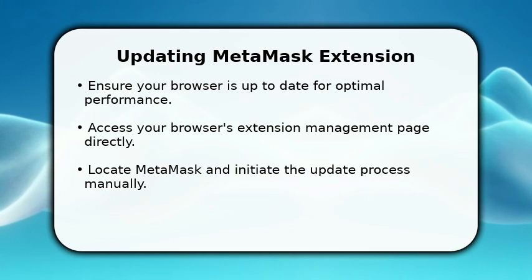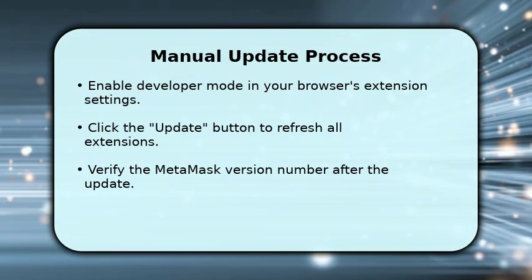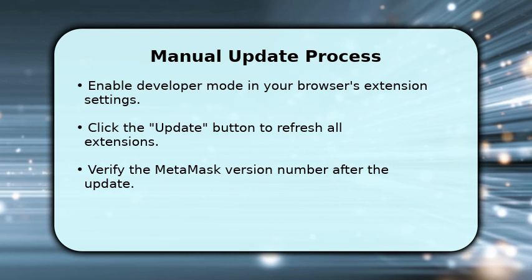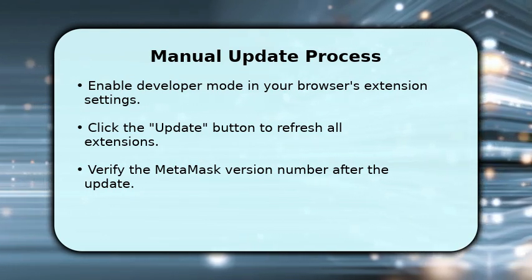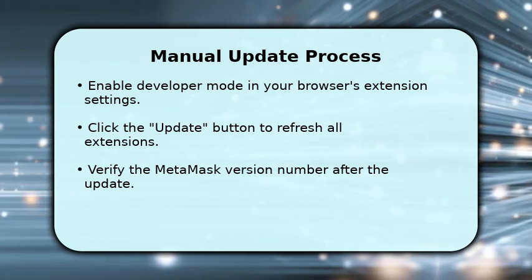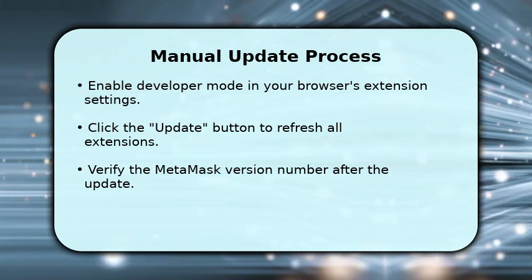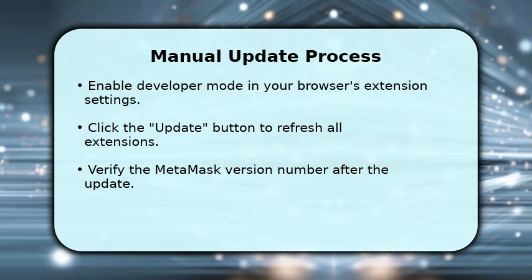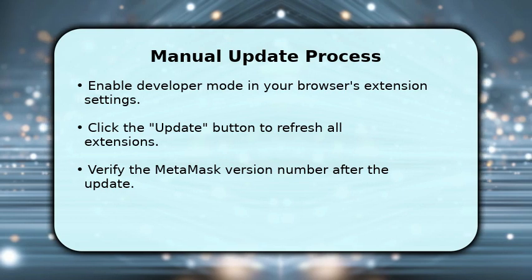It's important to keep your extensions current for security and new features. To manually update, first ensure developer mode is enabled on your extensions page. This option is typically a toggle switch in the top right corner. With developer mode active, you'll see an update button appear. Clicking this button will prompt your browser to check for and install updates for all your extensions, including MetaMask. This simple step ensures you have the latest version.